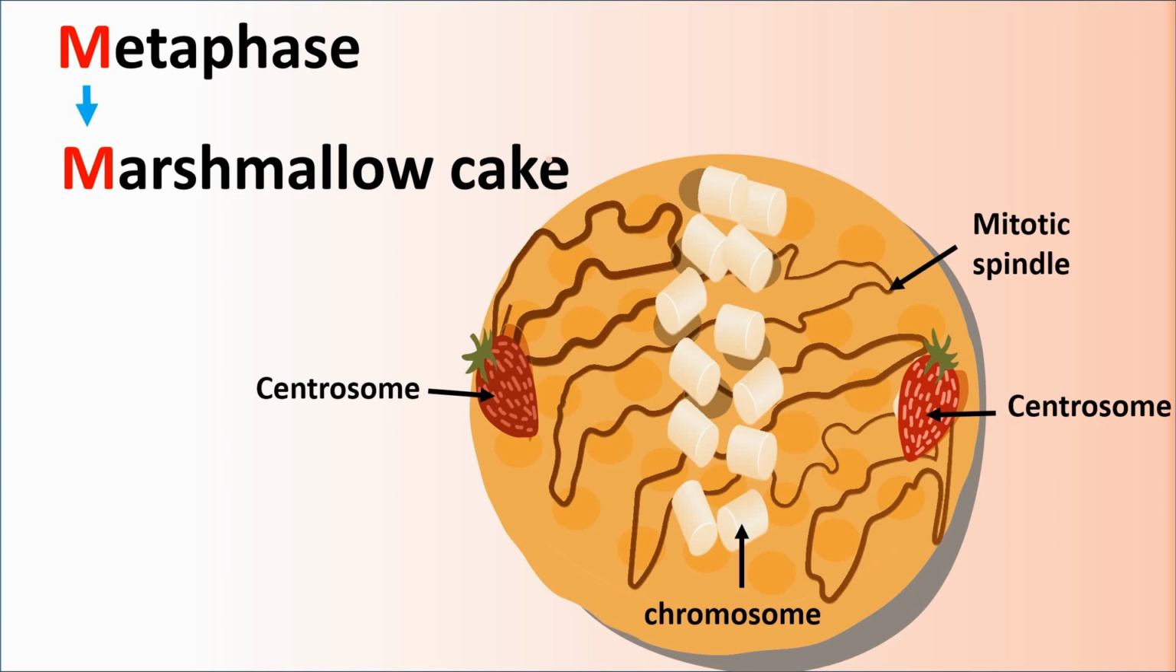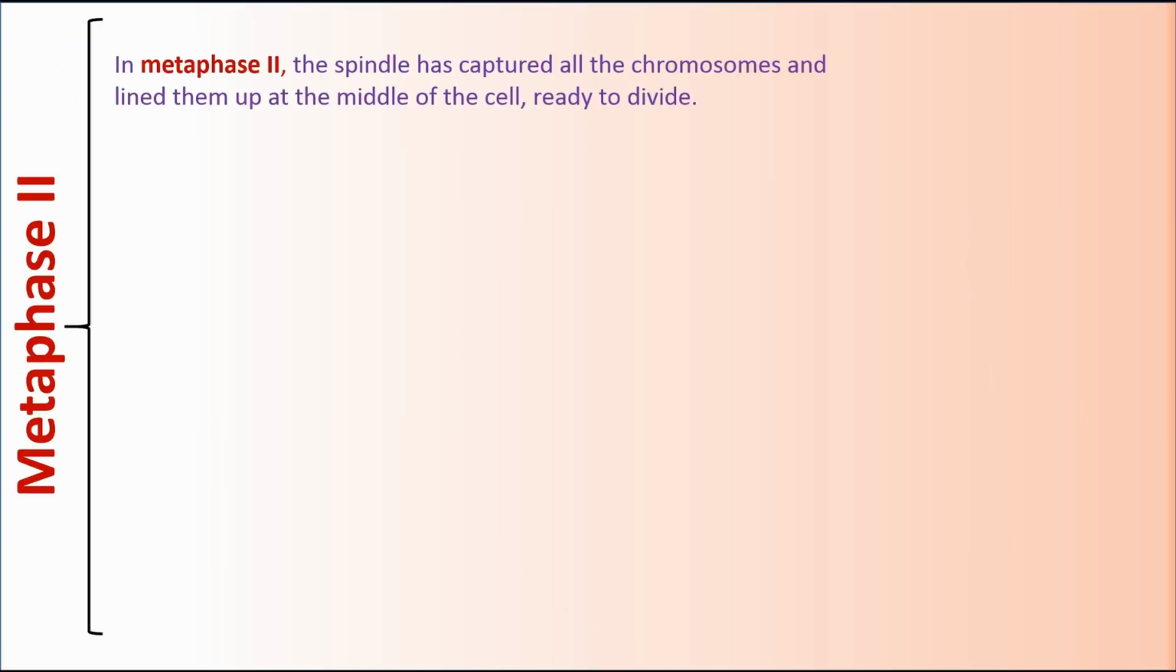Metaphase. Metaphase is similar to marshmallow cake, and M is their common first letter. Metaphase. In metaphase, the spindle has captured all of the chromosomes and lined them up at the middle of the cell, ready to divide.